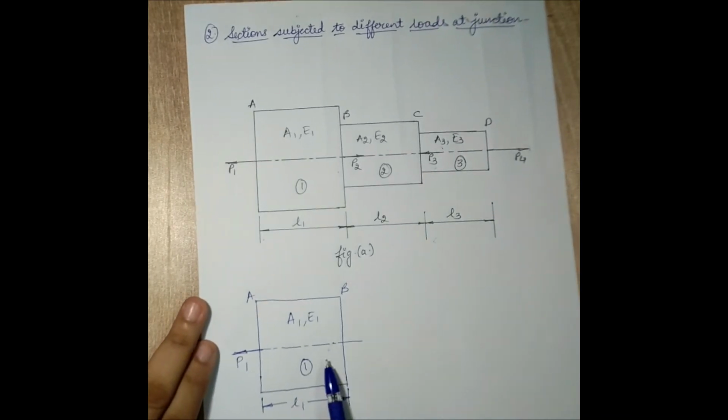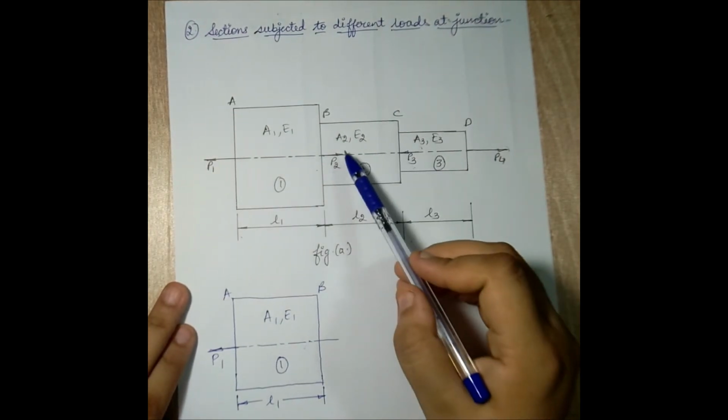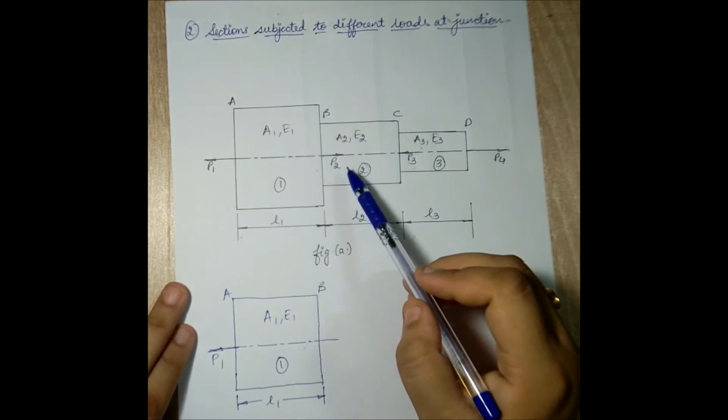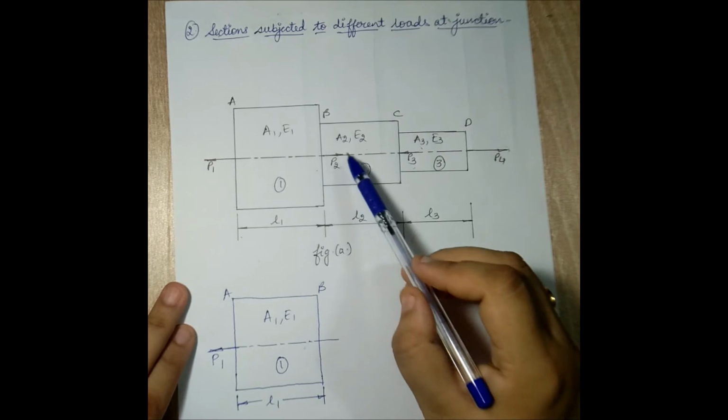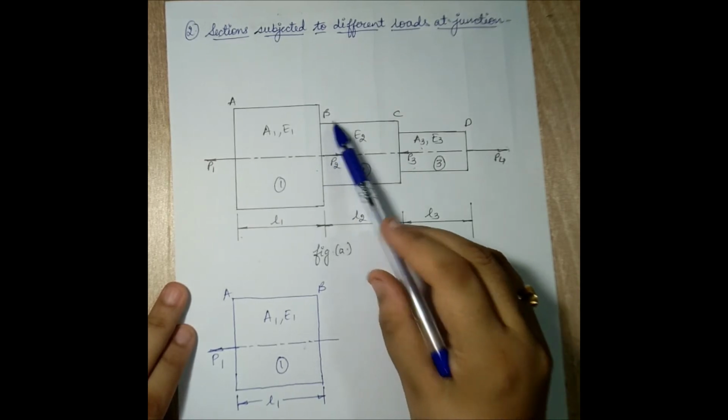Now, for the right hand side, this is a little different and important. Please observe carefully. For this junction B, I will be using something which is called the principle of superposition, which means that P2 is a load which is already applicable at the junction B.